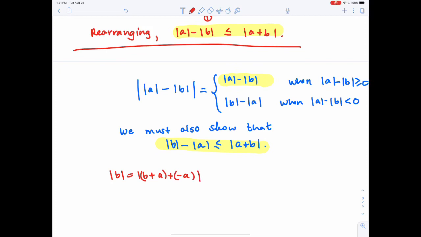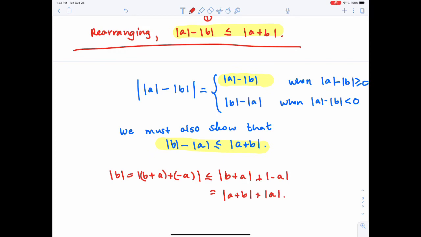And do the same thing. It's going to be analogous. So that's less than or equal to the absolute value of B plus A plus the absolute value of negative A. And I could rewrite this as A plus B plus absolute value A like that. And then rearranging, we get what we want.